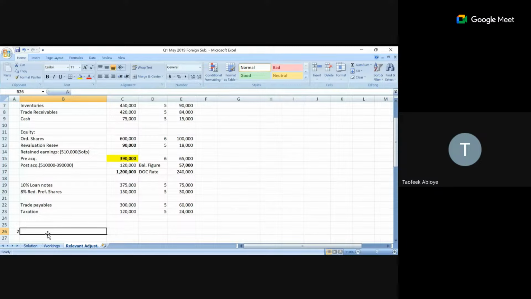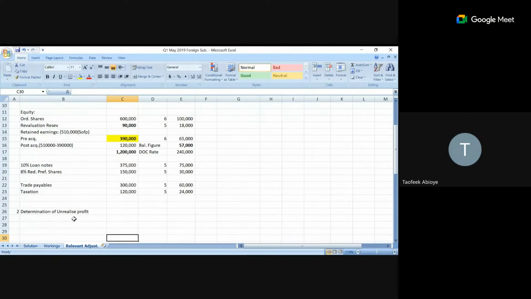Our working note 2 is what? Calculation of determination of unrealized profits. Now, this unrealized profit is not for the parent, it is for the subsidiary company. It is usually called URP. And what's the formula for calculating URP? I always say it every time. The formula is straightforward. It is called margin multiplied by value of unsold goods.